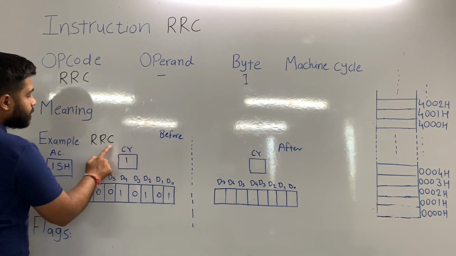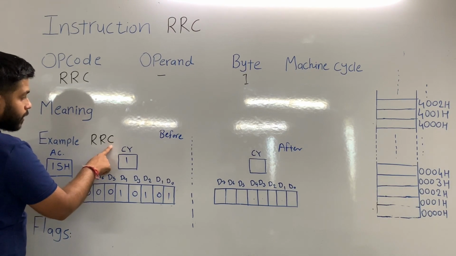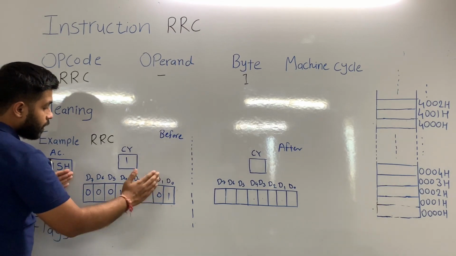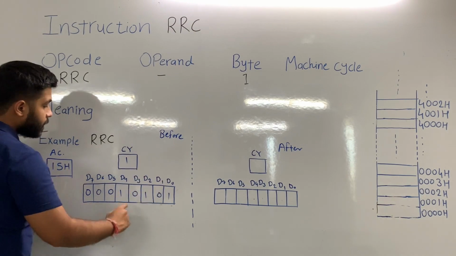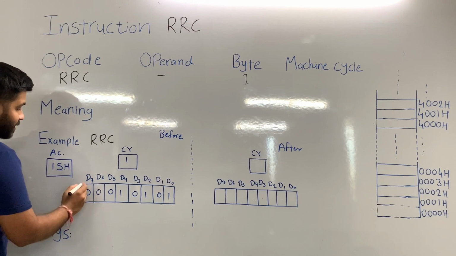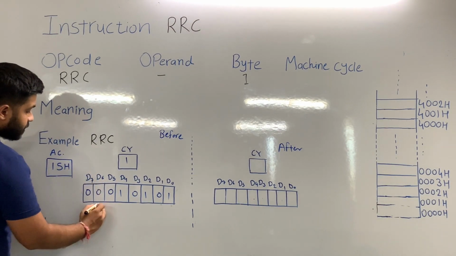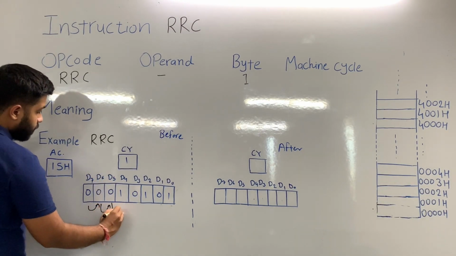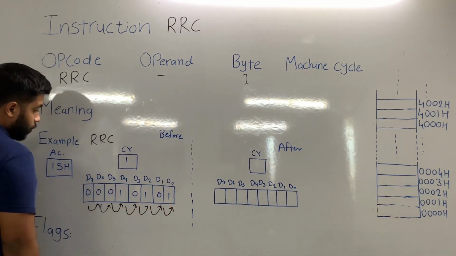Now what will happen when this instruction is executed? Let's repeat. RRC means rotate the content of accumulator right side without carry. So when this instruction is executed, all the content of the accumulator will be shifted towards the right side. So the value which is present in D7 will be shifted to D6. The value which is present at D6 will be shifted to D5. The value at D5 will be shifted to D4, D3, D2, D1 and D0.